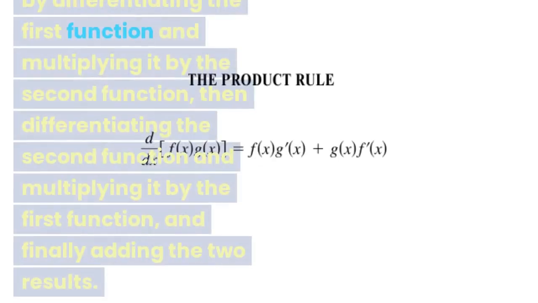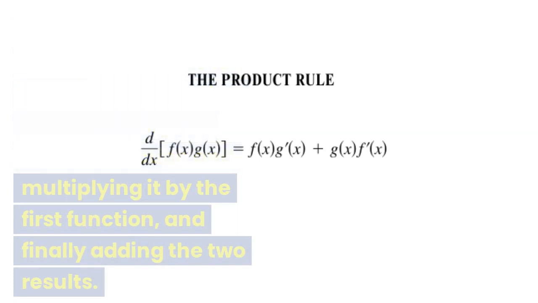Product rule: the derivative of the product of two functions is obtained by differentiating the first function and multiplying it by the second function, then differentiating the second function and multiplying it by the first function, and finally adding the two results.